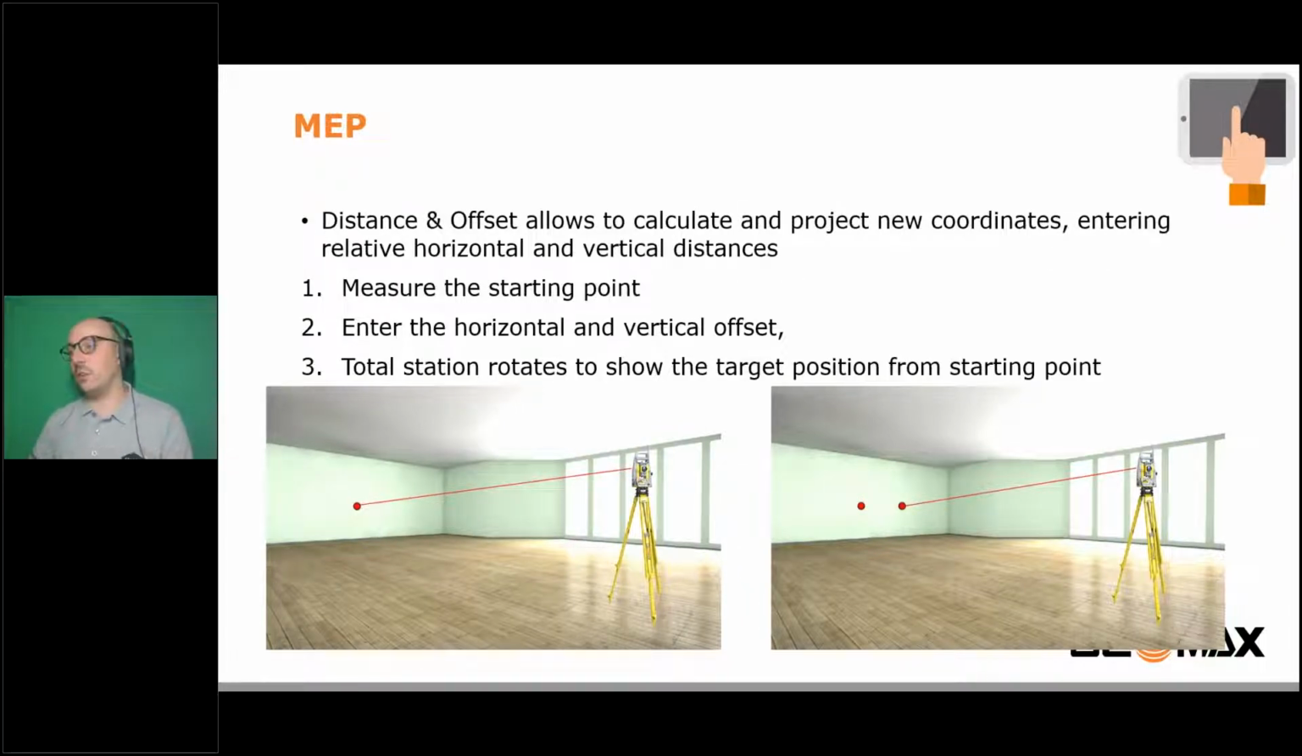Distance and offset is also a very useful function. So with distance and offset, we measure a point that is our starting point, and then simply on the tablet, we select how much we want to move right or left, up or down. And for example, we want to move 1 meter on the right. So the total station, exactly at the same elevation, rotates and shows us the point projected on the wall, at 1 meter on the right.